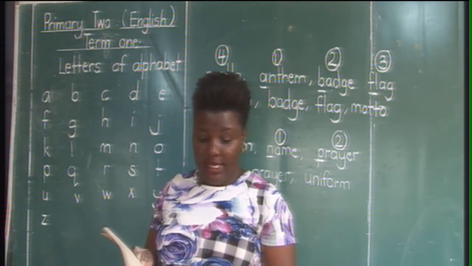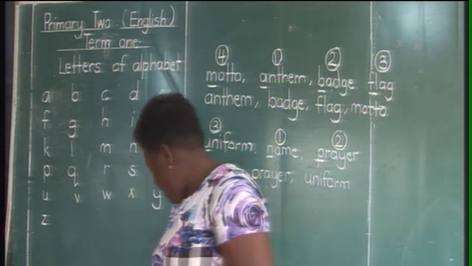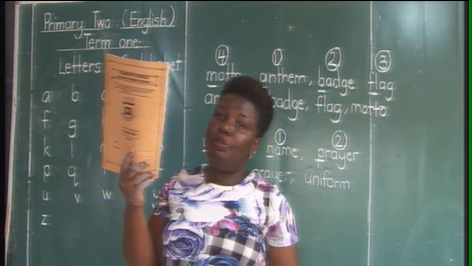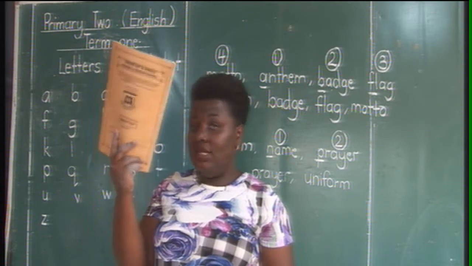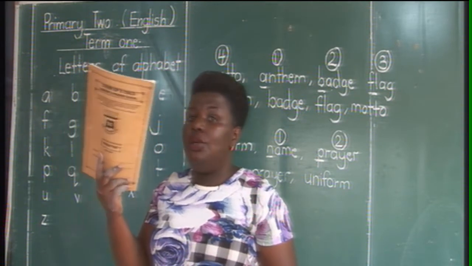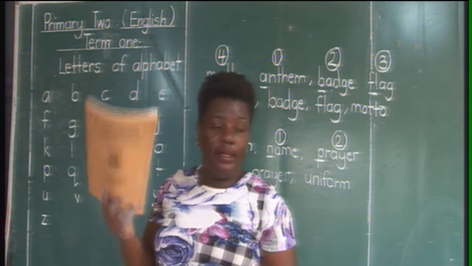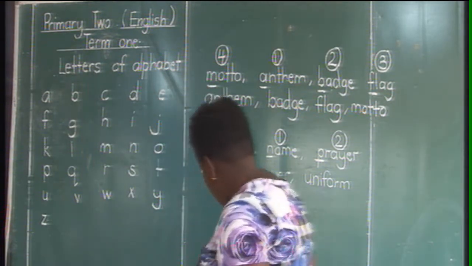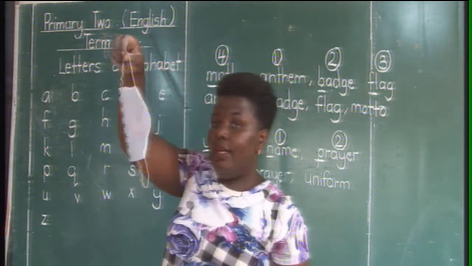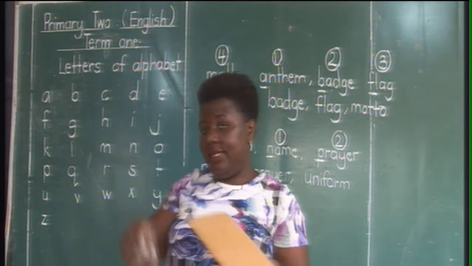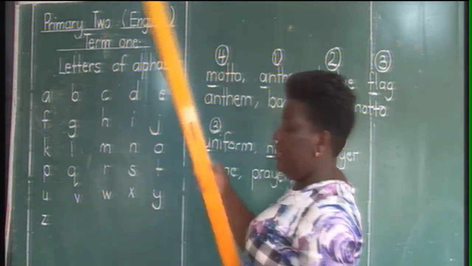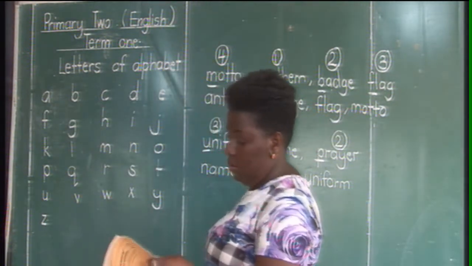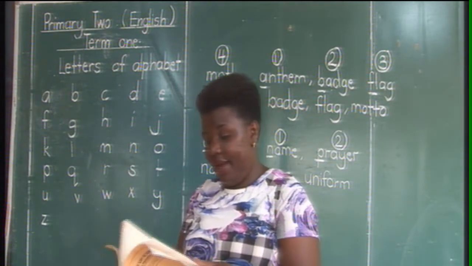The first one says, what is this? For example, what is this? How do you respond to such questions? When they use this, you have to use this when answering. What is this? This is a book. What is this? This is a mask. What is this? This is a ruler. So I think we are clear there.